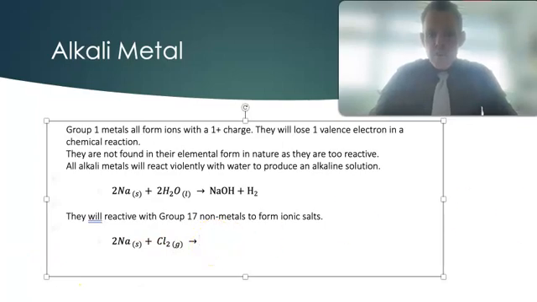If they react with an element from group 17, and we'll talk about them later, but they're your halogens, what they'll do is they'll form an ionic salt. So something like sodium will form sodium chloride if it reacts with chlorine, so we'll get NaCl out of that, but you might get potassium iodide or some other form, depending on what you're reacting it with.